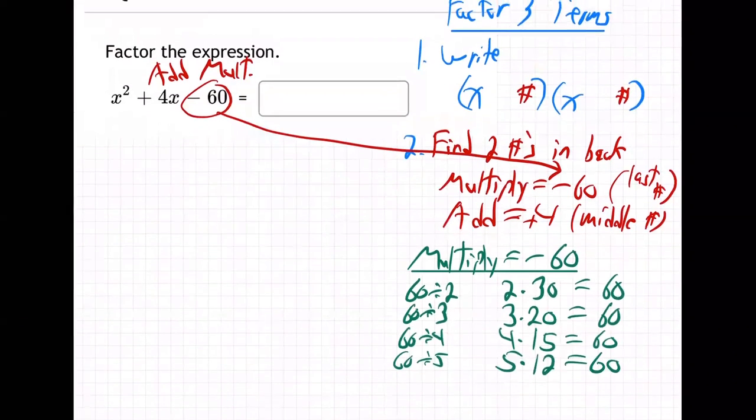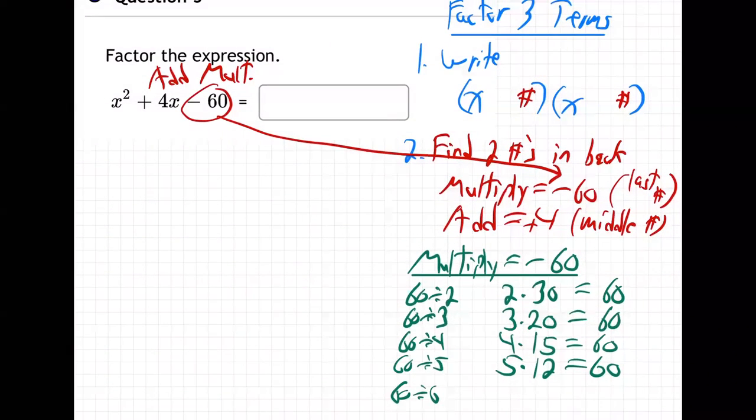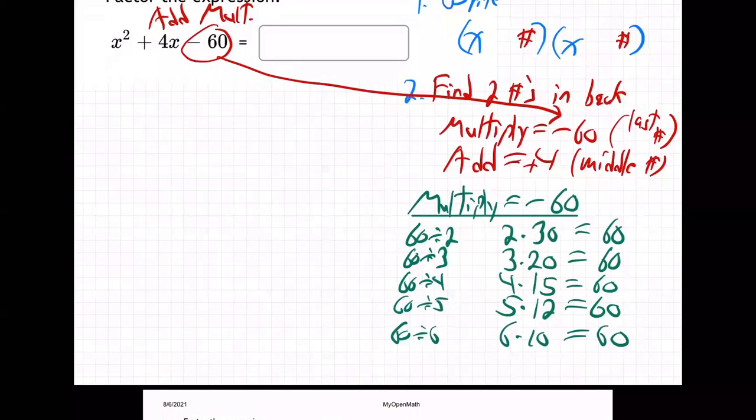That's a lot of things. And then go 60 divided by 6. And then go 6 times 10. A lot of things multiply to be 60, huh? Any of those so far, that's probably all the ones we need. Which of those can add to be 4?